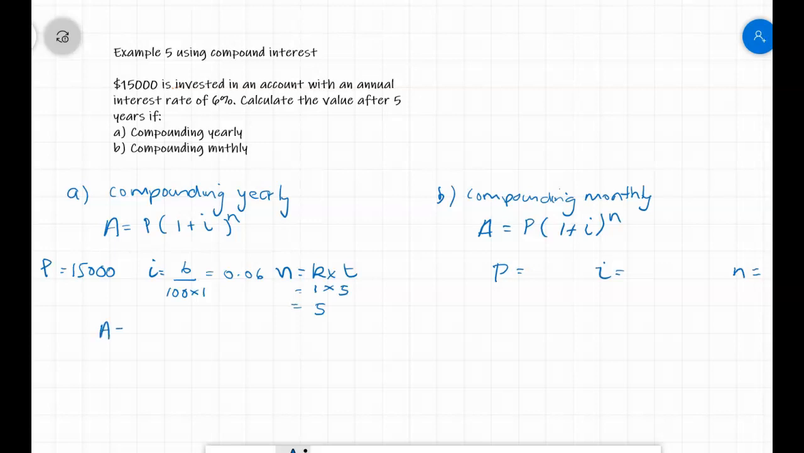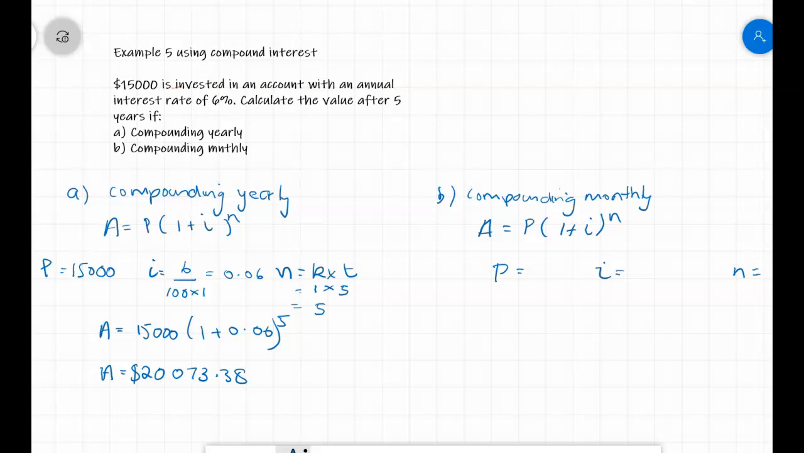So A is then equal to the principal, 15,000 times 1 plus 0.06 to the power of 5. And when I put that into my calculator, the total amount is equal to $20,073.38. I'll put a dollar sign here. Alright, so that's compounding yearly.